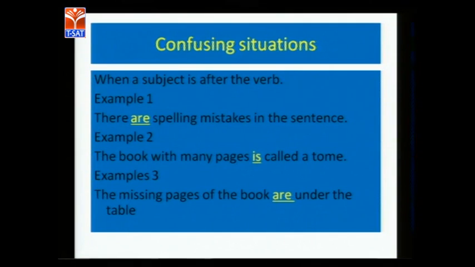Now look at the other example that I have given. The book with many pages is called a tome. Now what is the subject of this sentence? The book. That's right, not pages. Pages is plural, of course, but where are these pages? These pages are in the book, and the book is singular. So you say the book with many pages is called a tome.